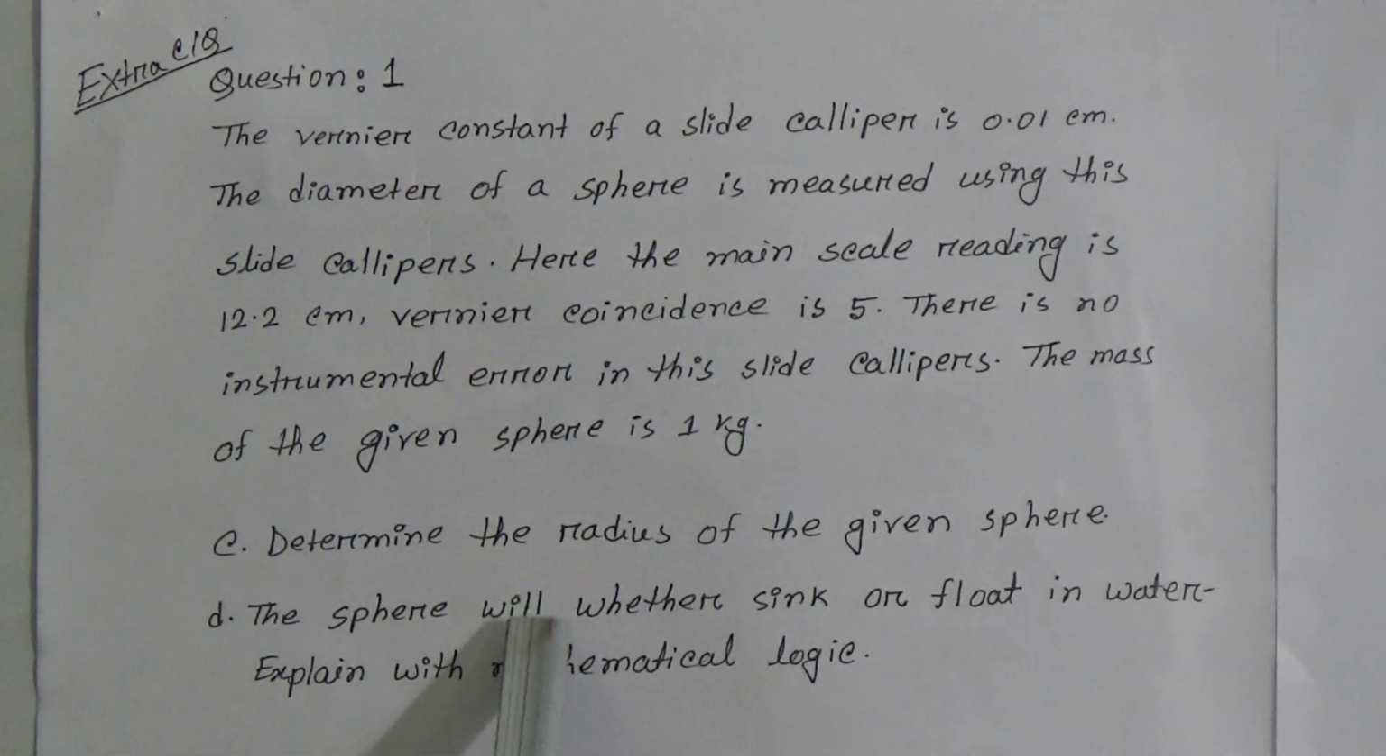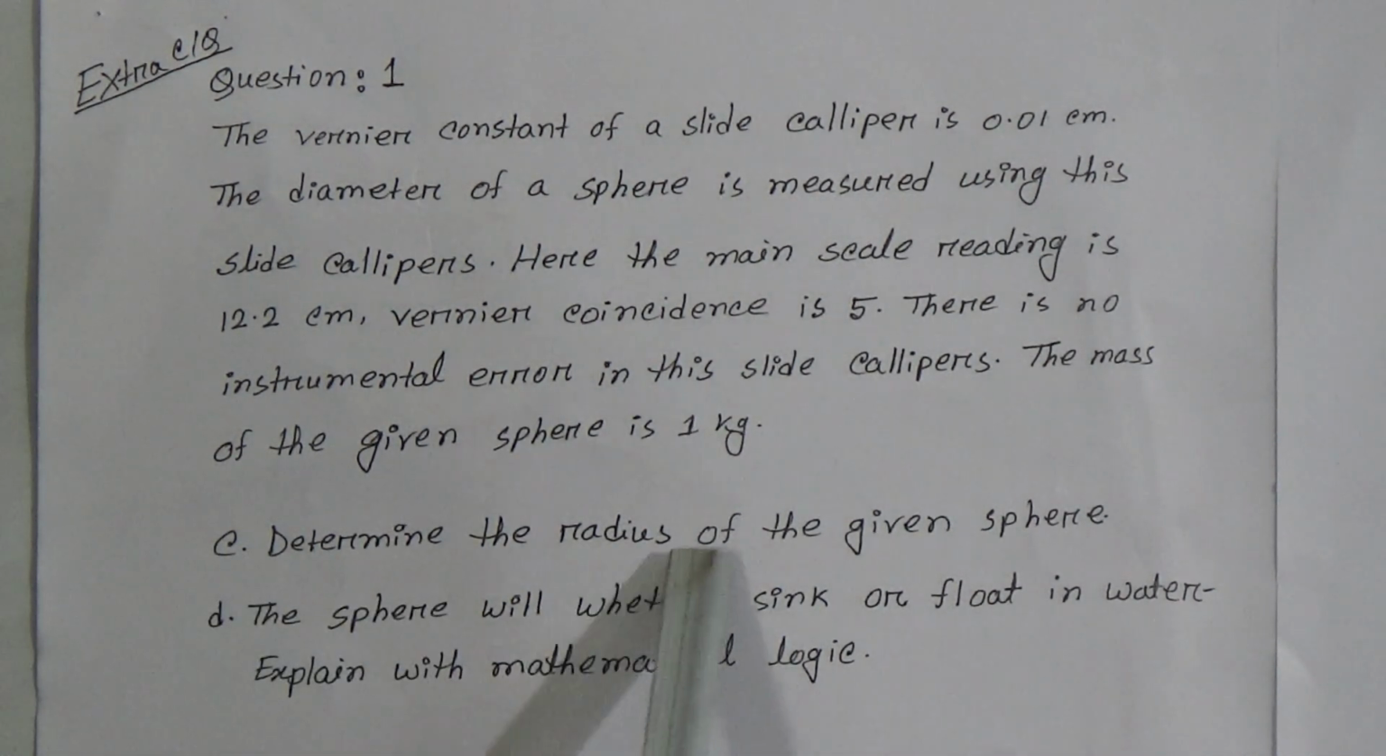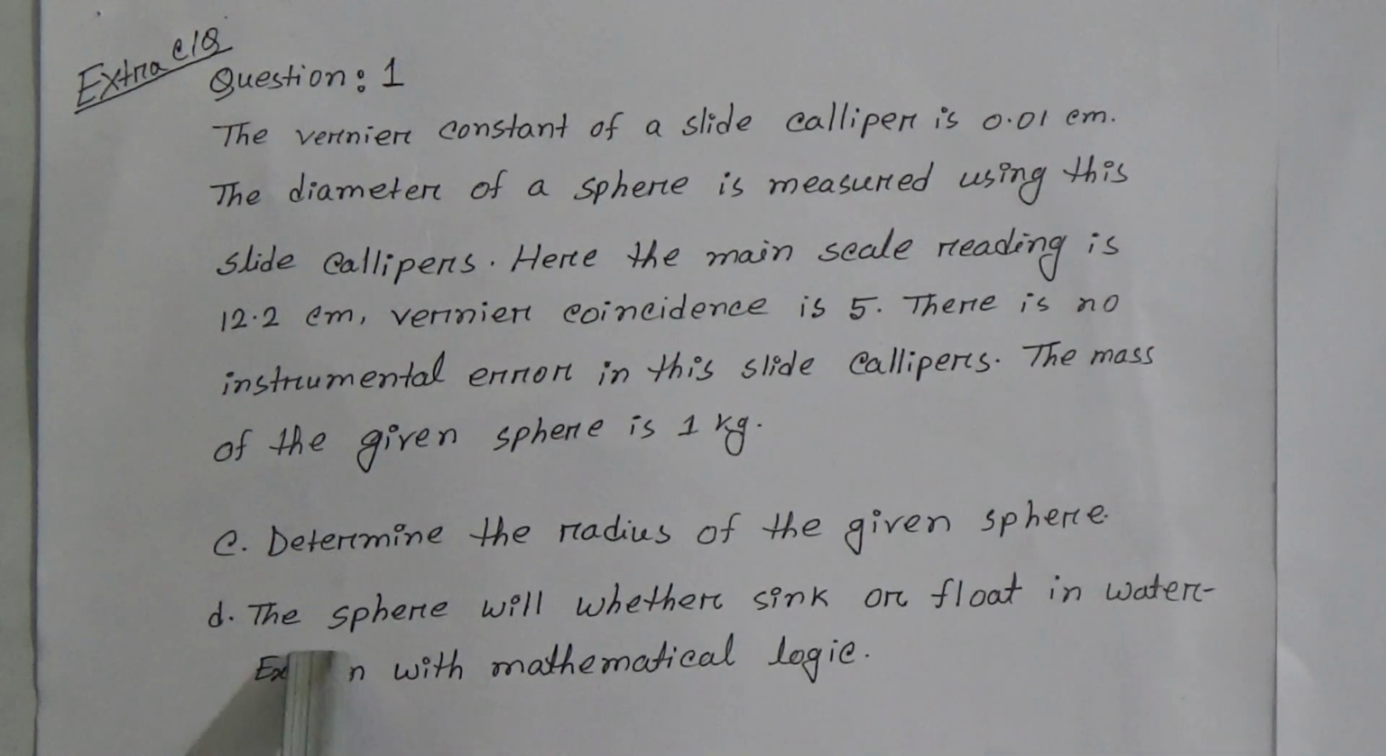Now we avoid the knowledge based and understanding question. Now we can solve only number C and number D. Our C is determine the radius of the given sphere, and D, the sphere will whether sink or float in water, explain with mathematical logic.